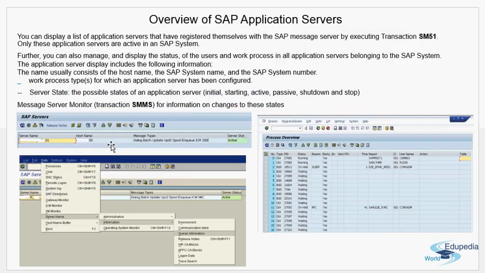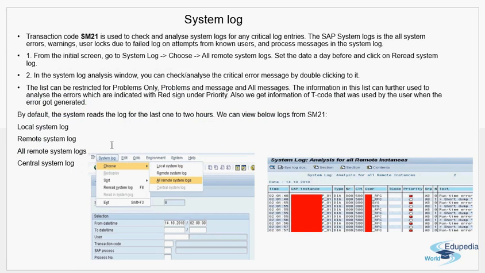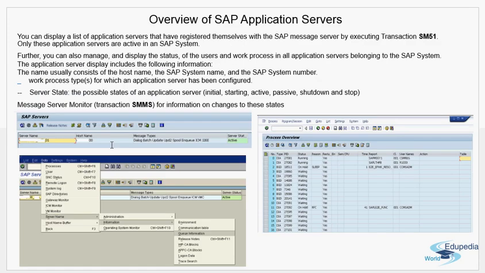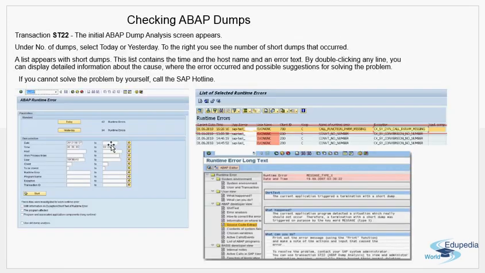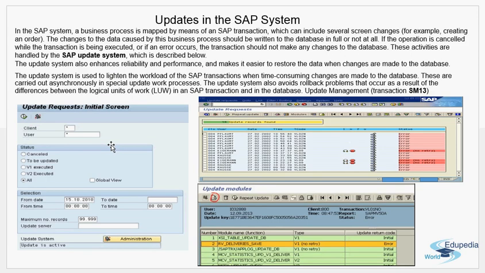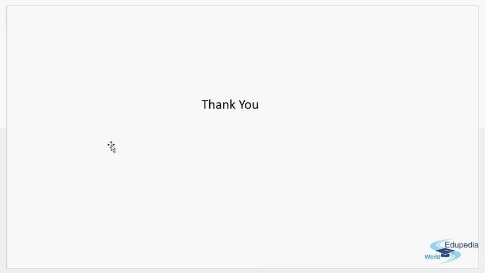So we have covered SM21 system log, SM51 overview of application servers, checking the ABAP dumps in ST22, and updates in SM13 in today's topic. In the next video we'll see some more transactions in daily monitoring. Thank you.